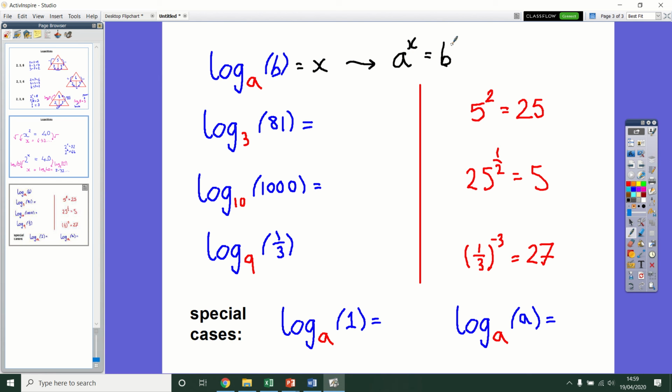That's what it says over there. Okay, so hopefully we can see how the definition works and we can figure out some examples. Let's do the left-hand side first. So log base 3 of 81. What power of 3 makes 81?